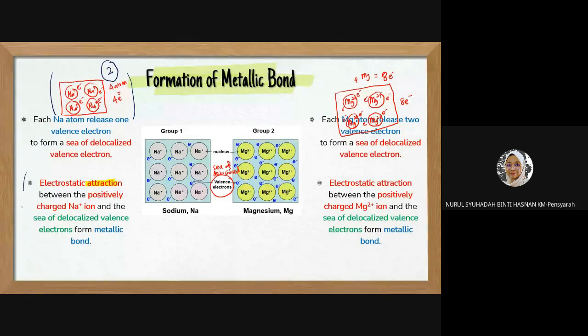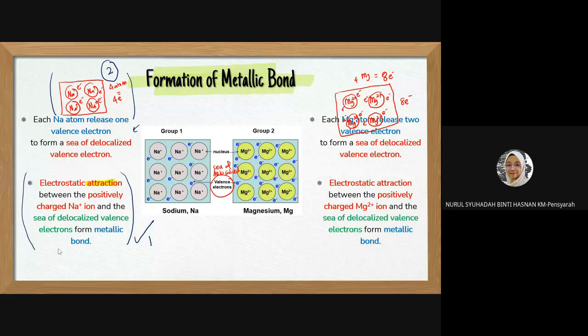Dan markah yang ketiga yang ini. Yang ni tak tulis pun tak apa. Yang penting dekat sini. So this is another 1 mark. So dekat diagram tadi 2 markah. Dekat explanation dekat sini 1 lagi markah. So 3 marks on the formation of metallic bond. Okay, clear?